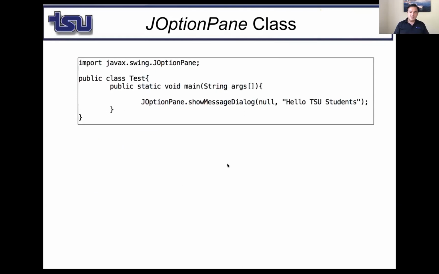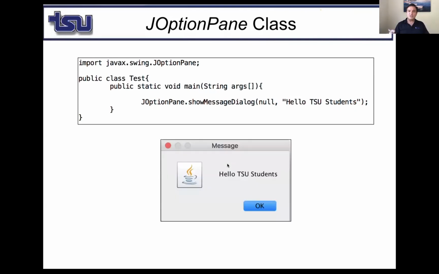Here is a very simple example. I import javax.swing.JOptionPane, and I have public class test, and then I have the main method. Now I say JOptionPane show message dialog. Show message dialog takes two input arguments. The first one, don't worry about it, just put null, comma, and then we have a string between double quotes. When you do that, it's going to show a message box, and it will say, hello, TSU students.